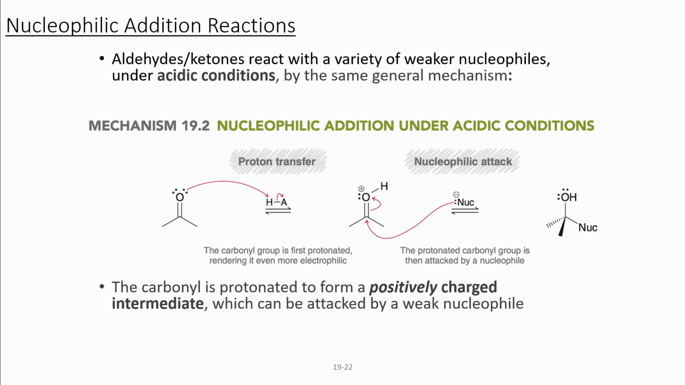In acidic conditions, we're going to have a different mechanism, and in acidic conditions, we're going to be able to obtain products where we use a weak nucleophile. The first step of the reaction in acidic conditions will be a proton transfer step where the oxygen of the carbonyl group is protonated, and this is going to make the carbonyl carbon even more electrophilic. So a weak nucleophile will then be able to attack, which will result in the product, which is also an alcohol attached to the same carbon as the nucleophile.